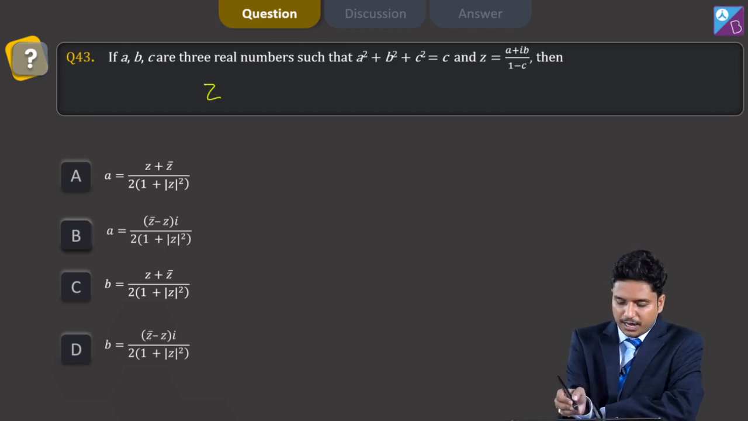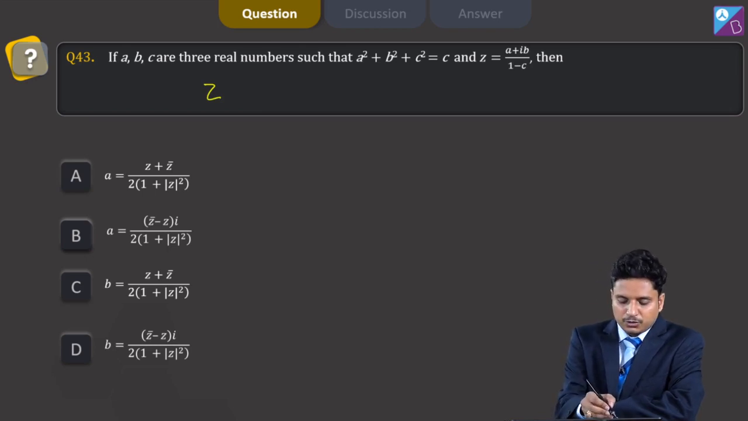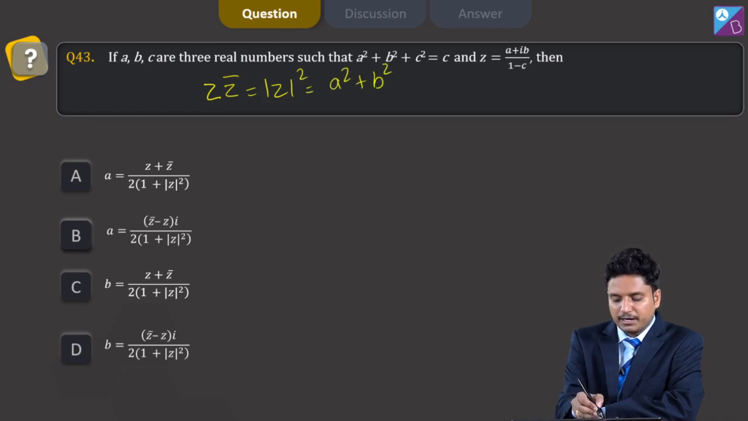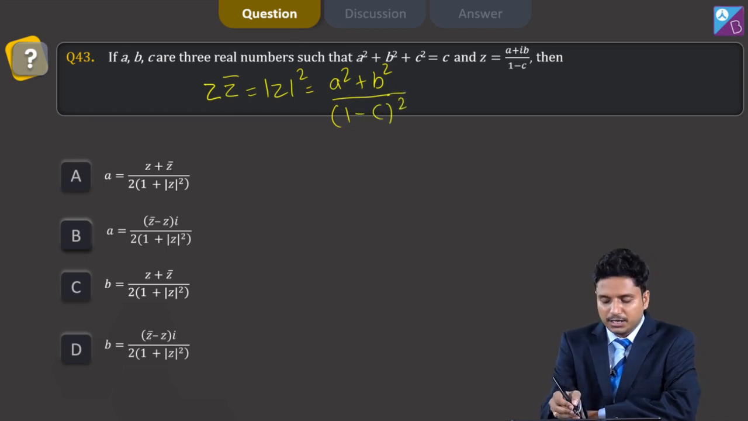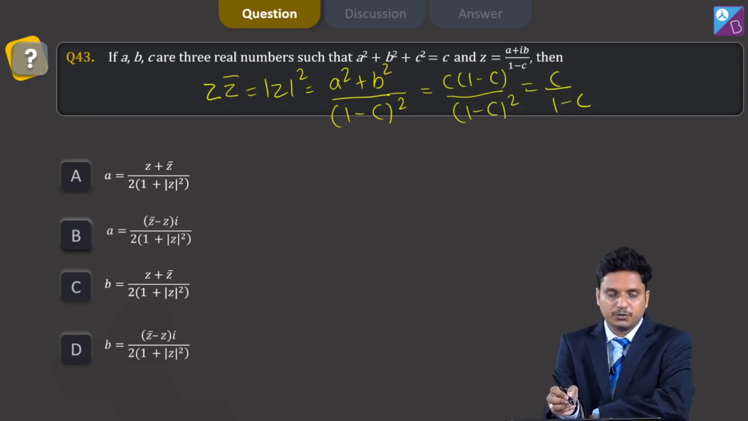So z bar will be equal to (a − ib)/(1 − c). So z into z bar, that is equal to mod z square, will be equal to (a² + b²)/(1 − c)², right? Because z bar is (a − ib) divided by (1 − c). So what is a² + b²? It is c − c², which is c(1 − c), and in the denominator (1 − c)² is present, which is equal to c/(1 − c). This is your mod z square.